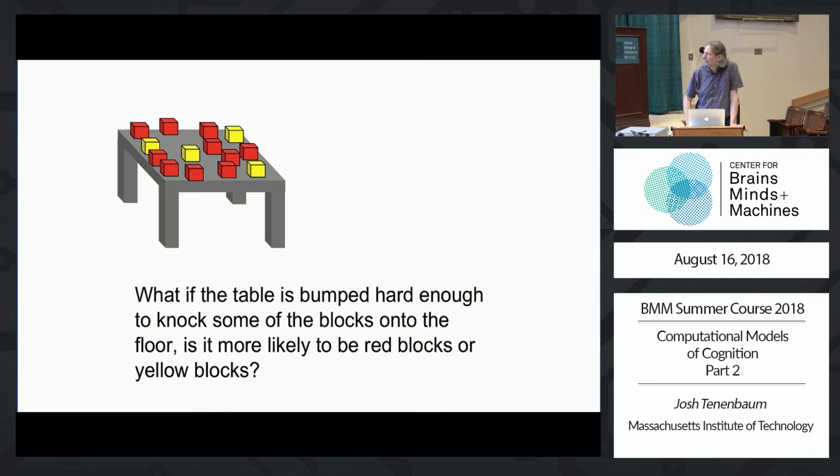So like, consider this task. Here we have a table with red and yellow blocks, and imagine that the table is bumped hard enough to knock some of the blocks onto the floor. So do you think it's more likely to be red or yellow blocks? You guys tell me, red or yellow? Red, okay. So this is a question which you can't just answer based on previous experience of stacking blocks.